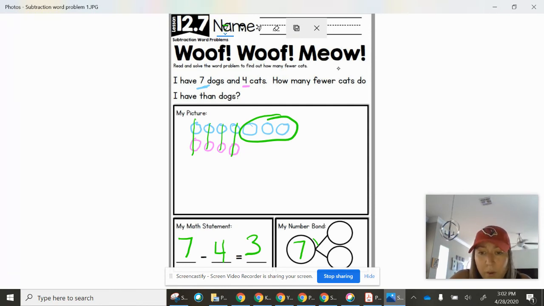We already know that we have 4 cats. And what we're doing is 4 and what number makes 7. So I like to start at 4 and count up because I have 4 cats. We're counting to see how many extra dogs there are. So we have 4, 5, 6, 7, which is 3.